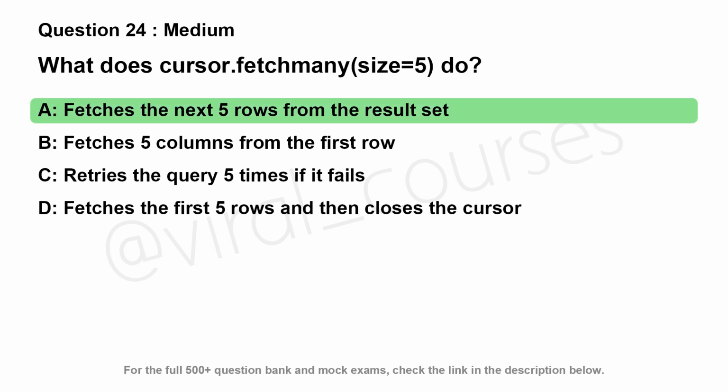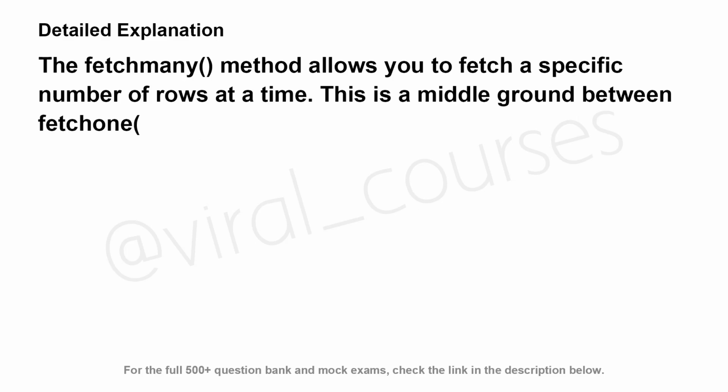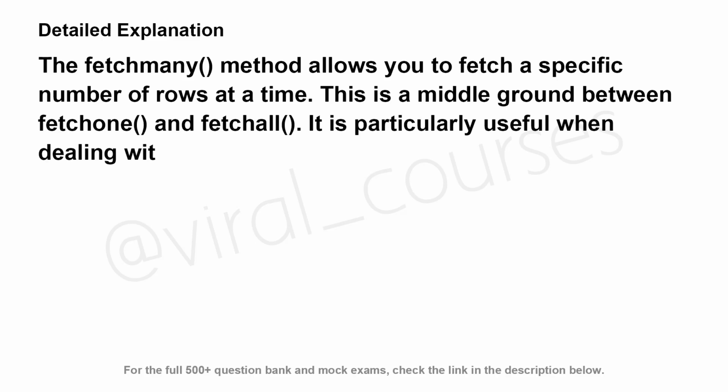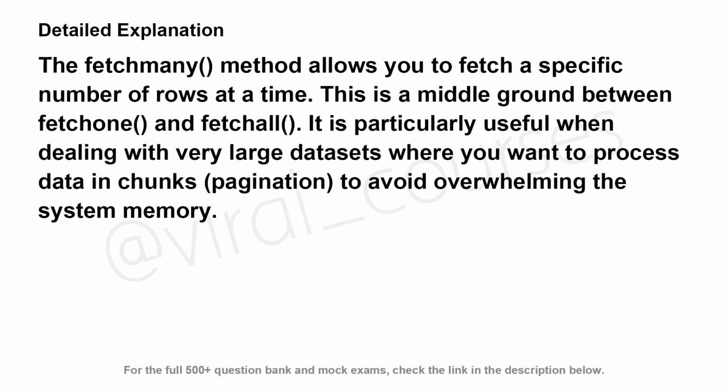The correct answer is A. The fetchmany method allows you to fetch a specific number of rows at a time. This is a middle ground between fetchone and fetchall. It is particularly useful when dealing with very large datasets where you want to process data in chunks, pagination, to avoid overwhelming the system memory.